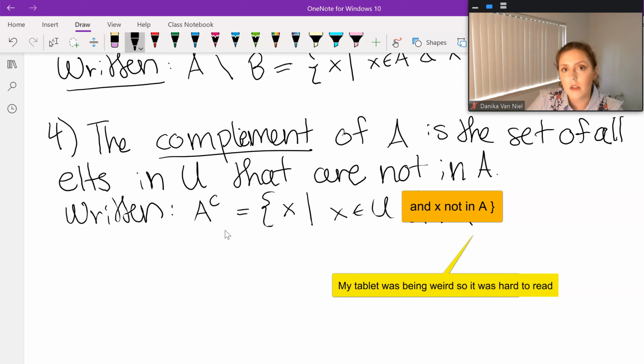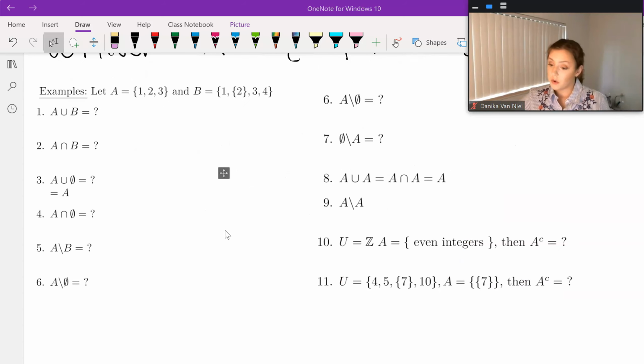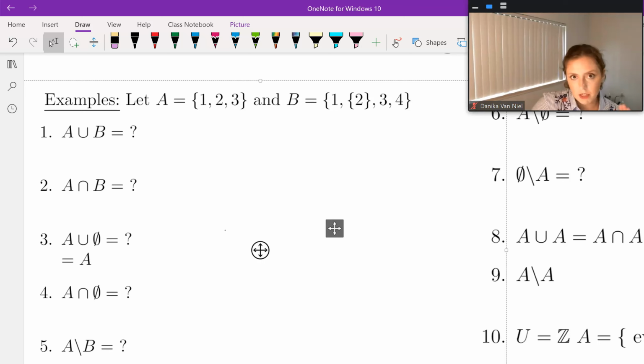Those are all the new definitions I want to teach you, at least right now. And now I'm going to pull up some examples. Okay, so right here is where you would want to pause. We have a specific A and B, and then we're going to try to solve for these sets.